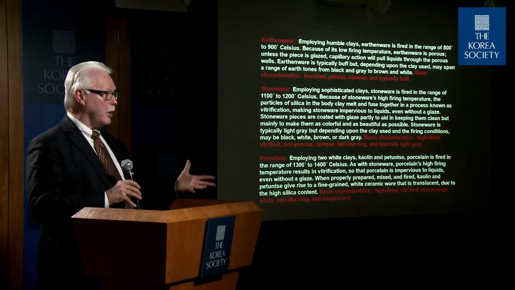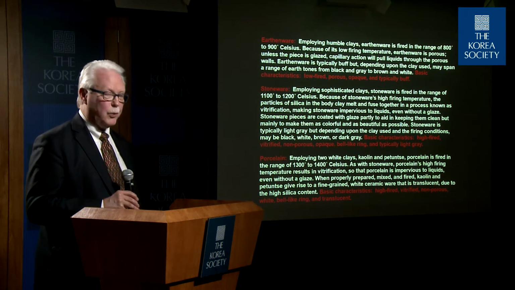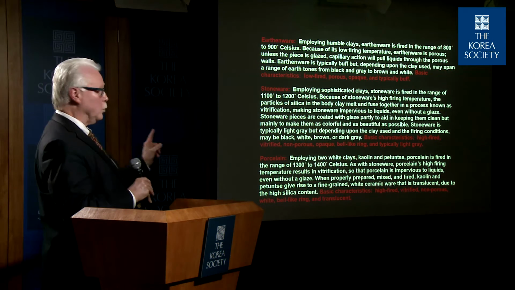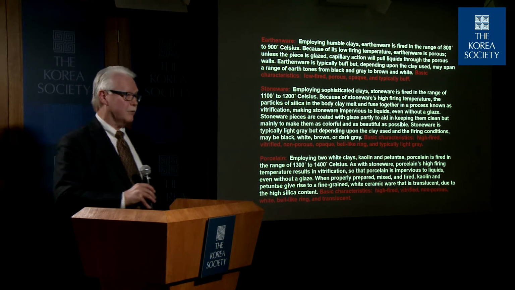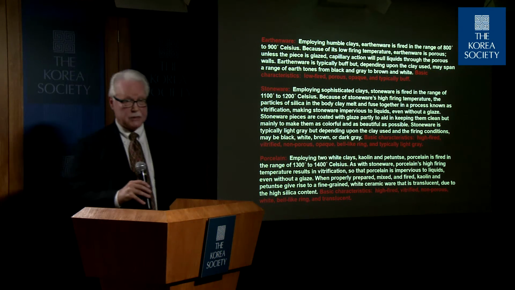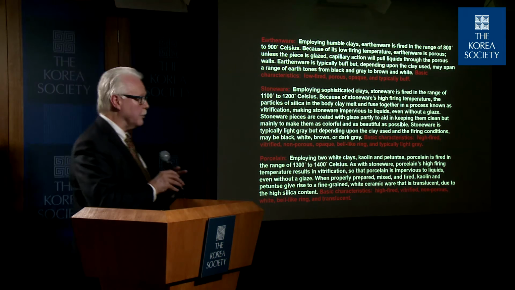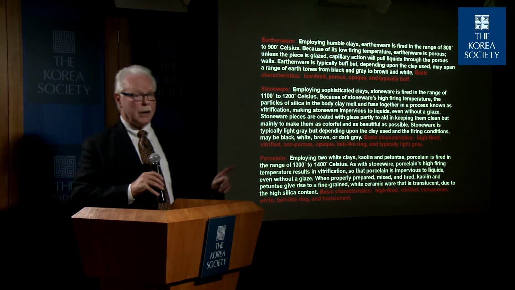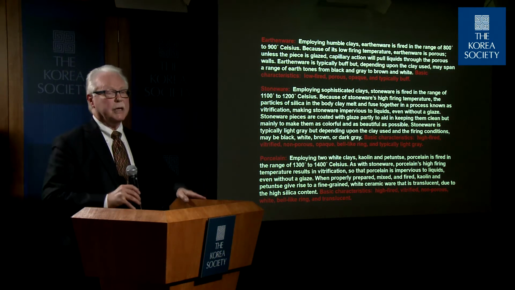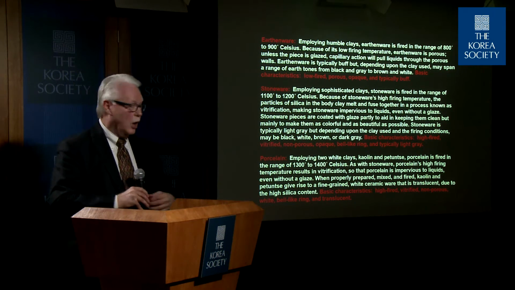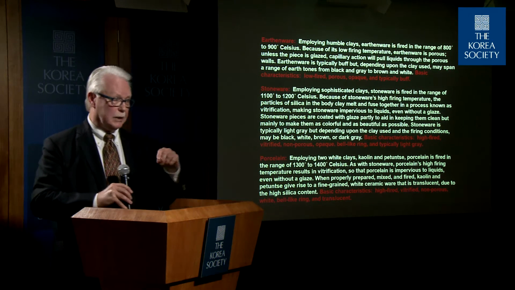You'll notice if you overwater the plant, the pot becomes moist to the touch because the earthenware is porous. Now, stoneware uses more sophisticated clays, and it's fired in the range of 1100 to 1200 degrees centigrade. This is not just an arbitrary leap up in temperature. Rather, at that higher temperature, the particles of quartz or silica in the clay begin to melt and to fuse together so that stoneware is impervious to liquids even without a glaze.